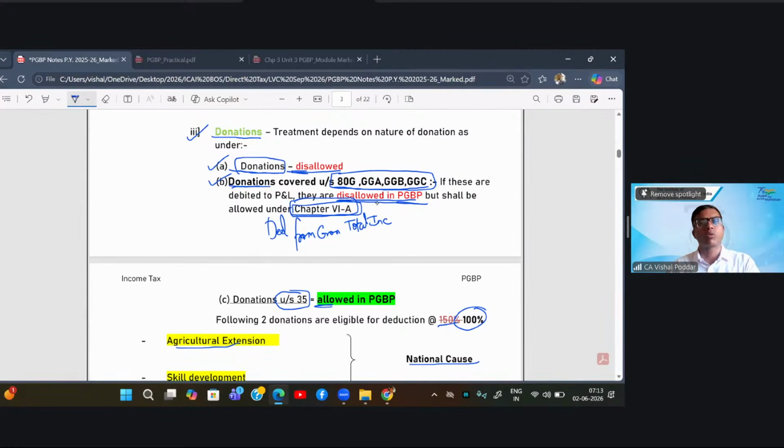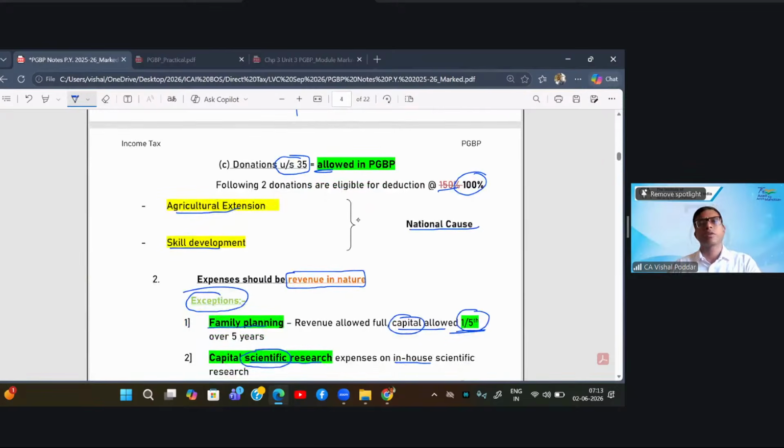That is when you are doing the total computation of income, you are allowed some deductions from gross total income. It is covered over there. Then what is covered under PGBP head is where the donation would be said to be made under section 35. So when you are making any donation which is specified under section 35 provisions, it will be allowed as deduction. The two most common donations that you can expect in exams is donation for agriculture extension or skill development. Here, the deduction is again 100%. And again, why? Because this is national cause.